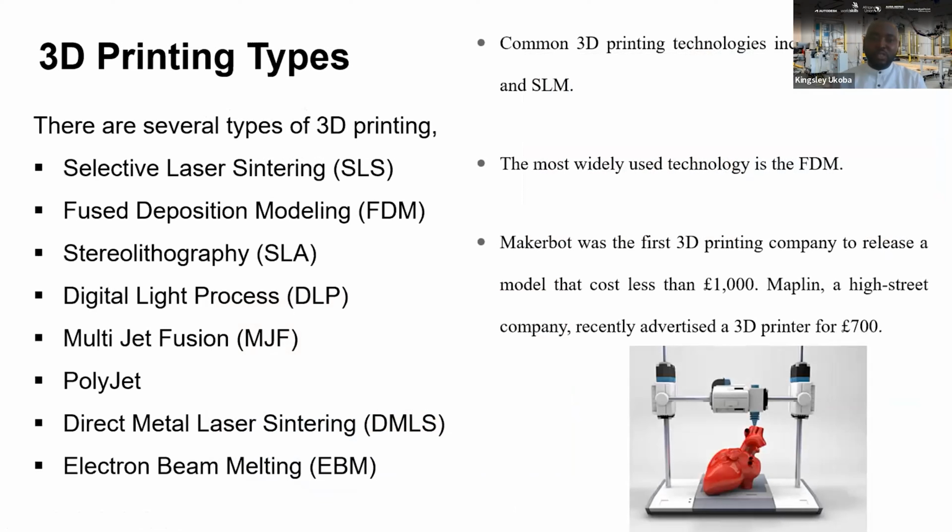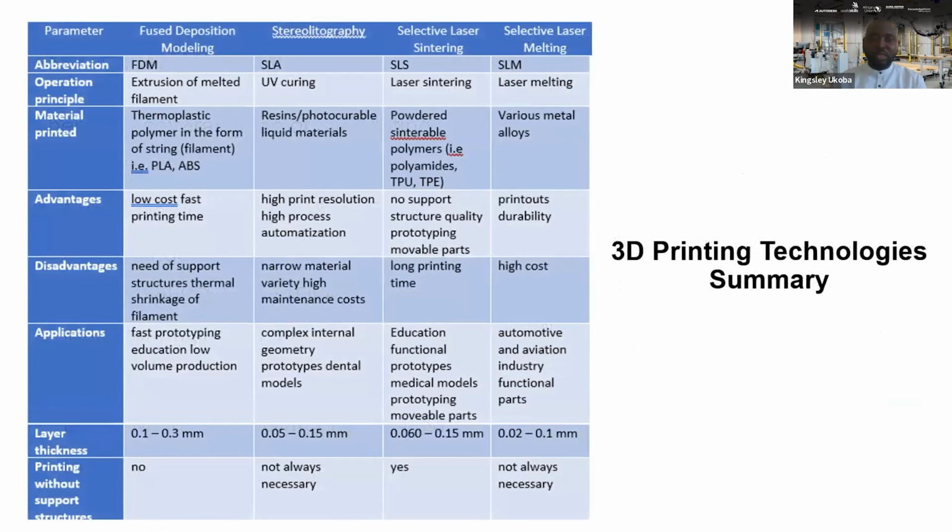The other types of 3D printers that you have are the selective laser sintering, the SLS, and the fused deposition modeling, polyjet, electron beam melting, and a host of others. Just shortly, I will try to give a tabular difference between what some of these printers are used for.